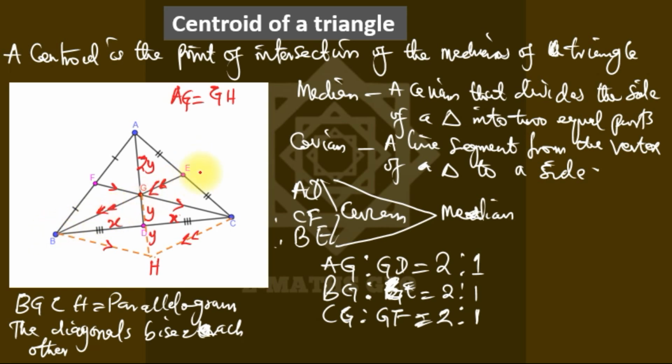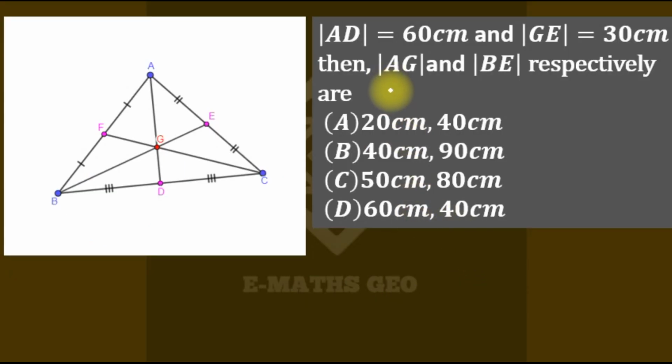That same logic applies for the other ones. So if here is Z, here will be 2Z. So we've proved that. Okay, let's look at this question. AD is equal to 60 cm and GE is equal to 30 cm. Then AG and BE respectively are that. So from the diagram, you see that G is the centroid of the triangle.